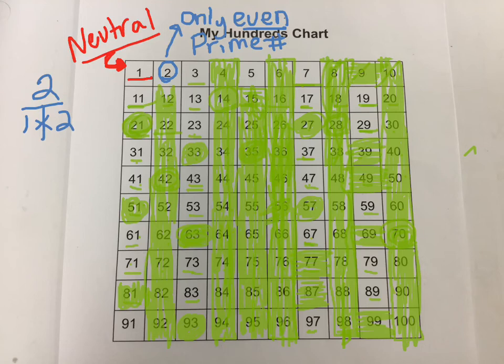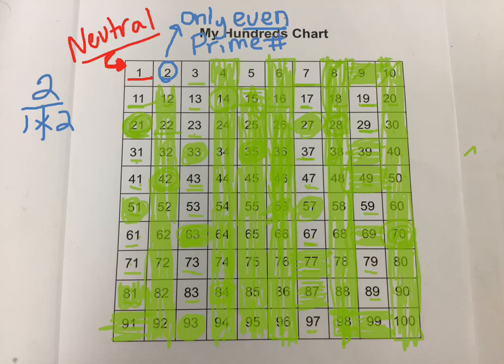Count 7 more. 84 is shaded in. 91 needs to be shaded in because that is 7 times 13. Then 98. All shaded in. That means everything else that is not shaded in are your prime numbers.